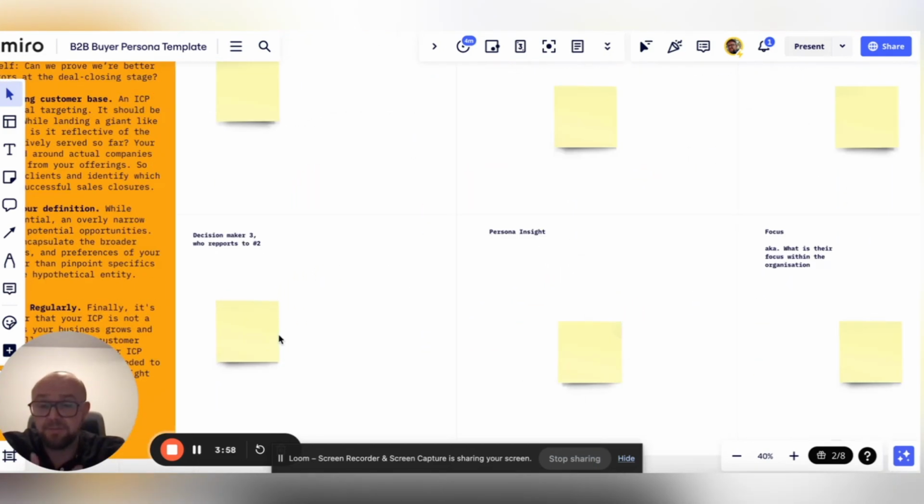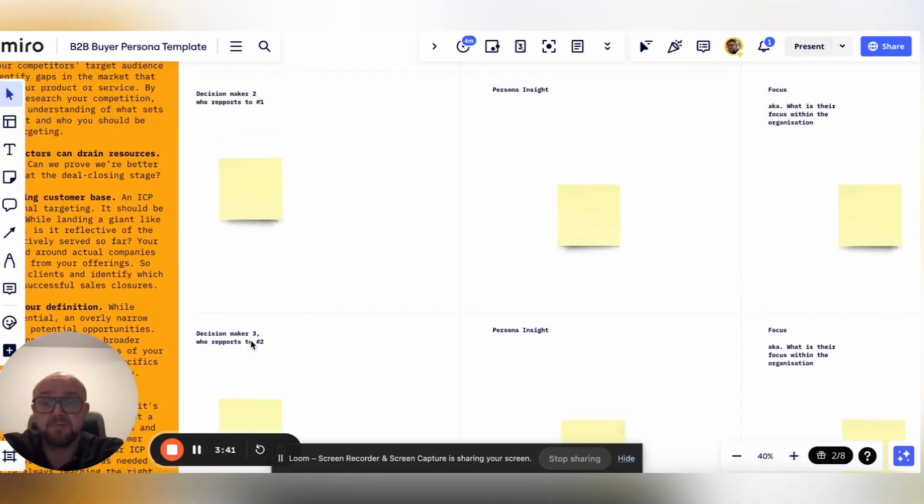When I have established who it is, I try to figure out how they name themselves on LinkedIn, so to say. So I check out the profiles: do the people name themselves project managers, product owners, etc., and I try to write it down over here.